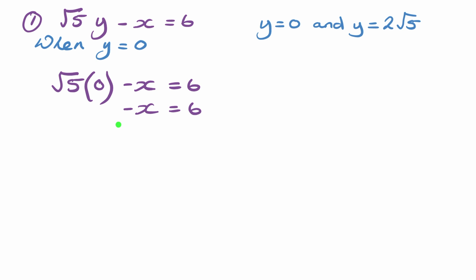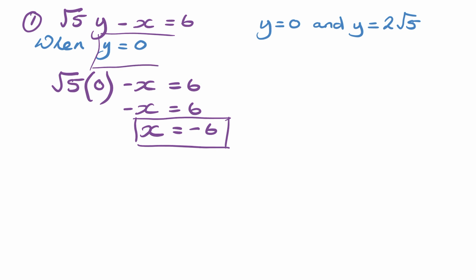And whenever you get this, you just switch the signs. Remember, there is a positive there. So what you're actually in theory doing is minusing 6 on both sides and adding the x to make the x positive. But by this stage we should know that, so x equals negative 6. Box around that: when y is 0, x is negative 6. So there's our first pair.